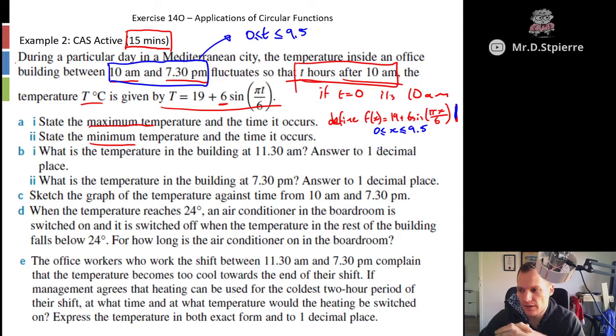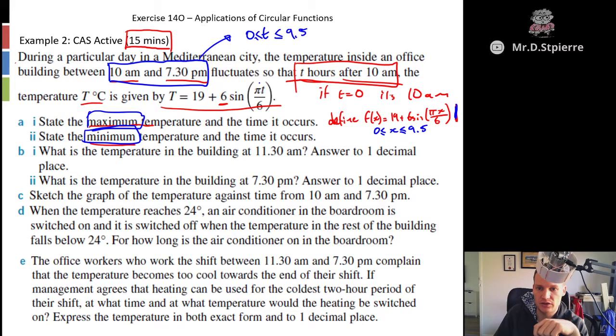And I can look and then find, am I getting a full cycle in? Is there less than a full cycle? Because if there's less than a full cycle or more than a full cycle, then that creates issues for our min and max problem. We can't just assume straight off the 19 plus 6 or the 19 minus 6.